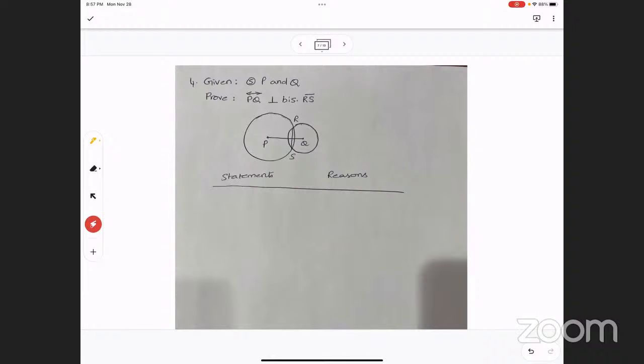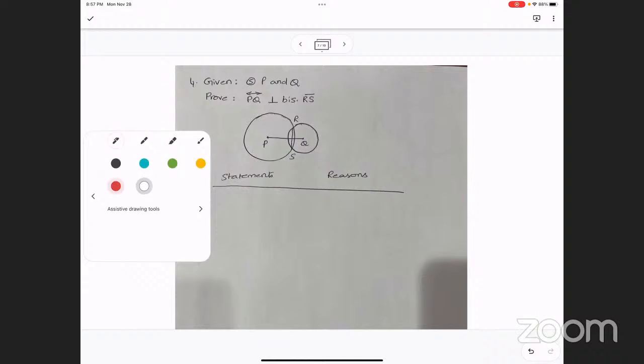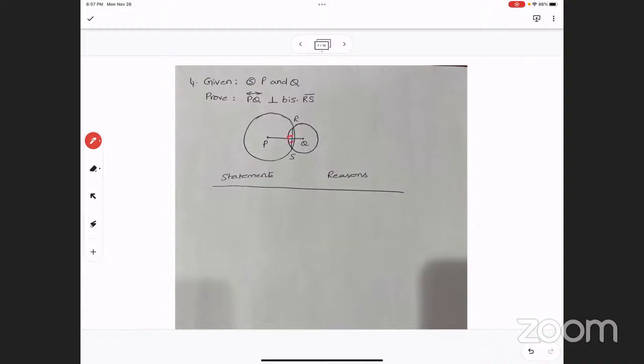Given circles P and Q. Is that what that means, circles? Yeah, P and Q. And that PQ is a perpendicular bisector of RS. So PQ is a perpendicular bisector. So this is a right angle. And it's a bisector. So that's equal to that. Got it? Yep.